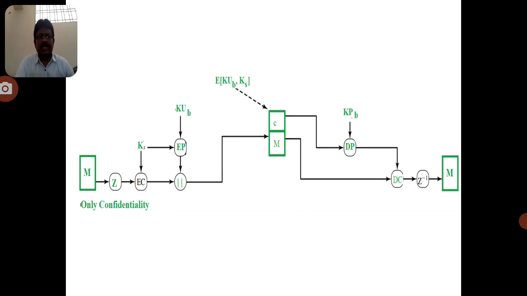After that we concatenate the conventional encryption output and the public key encryption with KUB. KUB is the public key of user B. Whenever we use the public key of user B, the message becomes confidential. Why is it confidential? That message can be revealed by user B only, because only user B knows his private key. So using user B's public key in this encryption, with the combination of the ZIP algorithm and the conventional encryption with session key KS, the message is finally prepared as a confidential message.